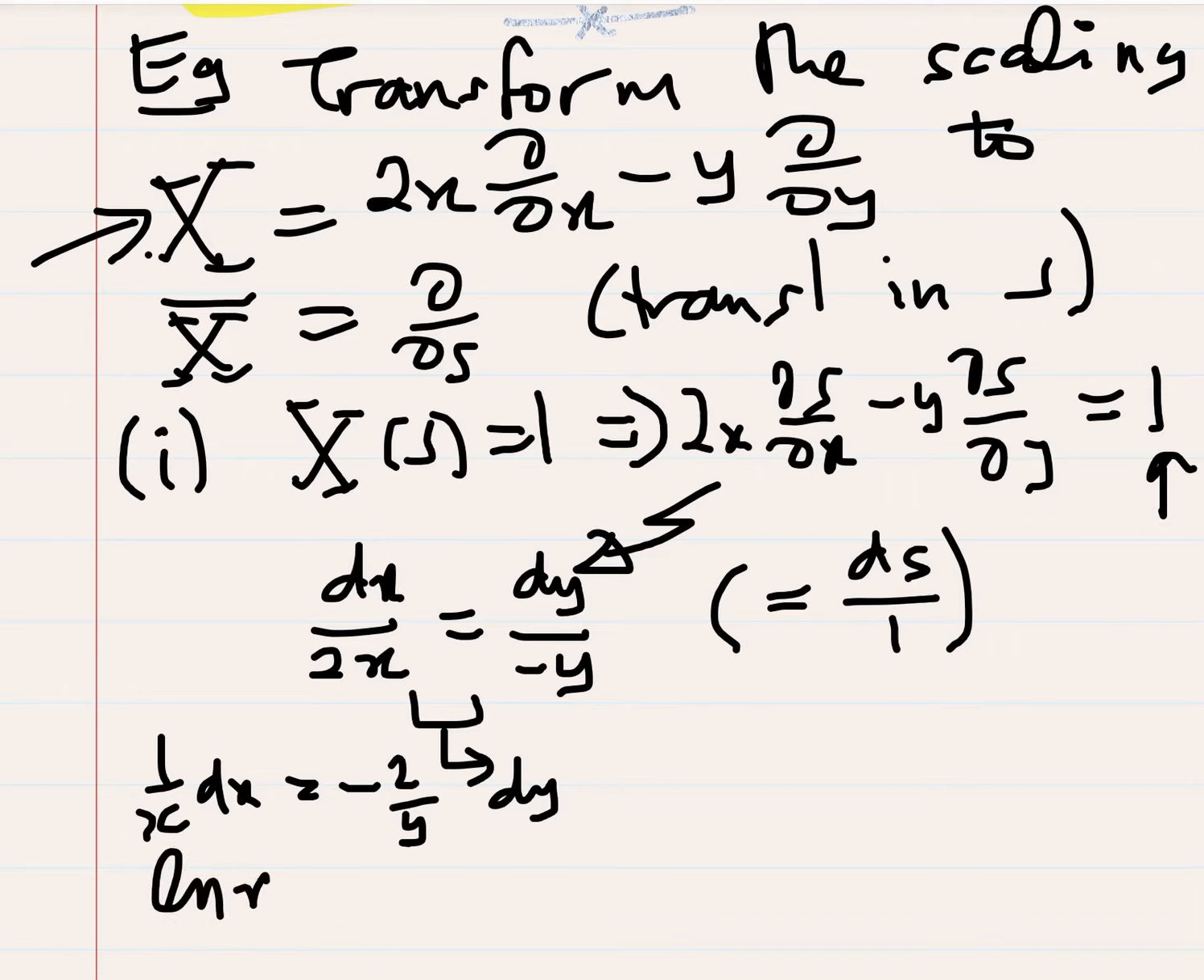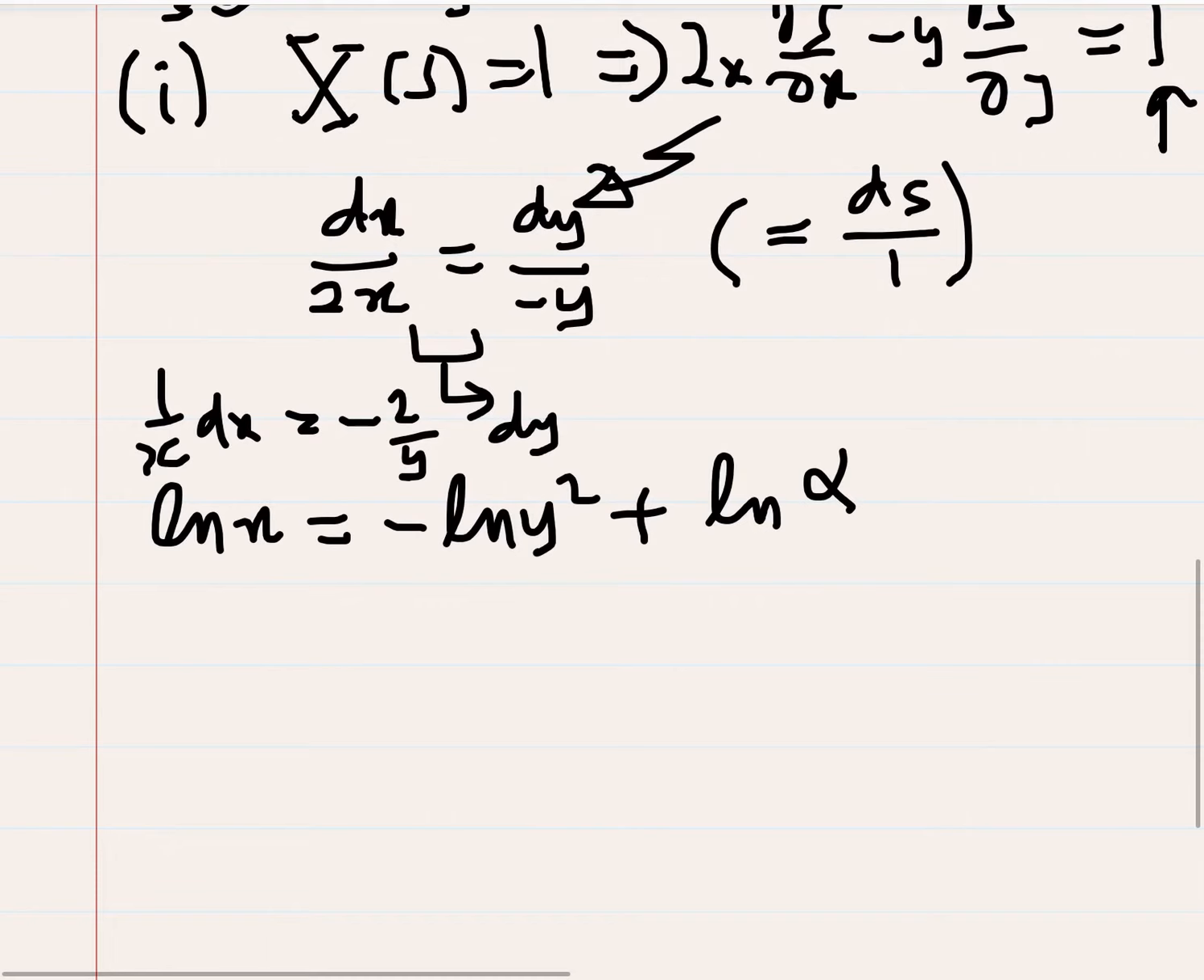This will give us ln x equals minus 2 times ln y, or ln y squared, plus an integration constant, which I'm going to call ln of alpha. This alpha, or ln alpha, is the integration constant, giving us the independent invariant. It's clear that when you solve for alpha, you'll get alpha is equal to, take ln y squared to the right hand side, that's equal to x y squared. So this is your independent invariant.